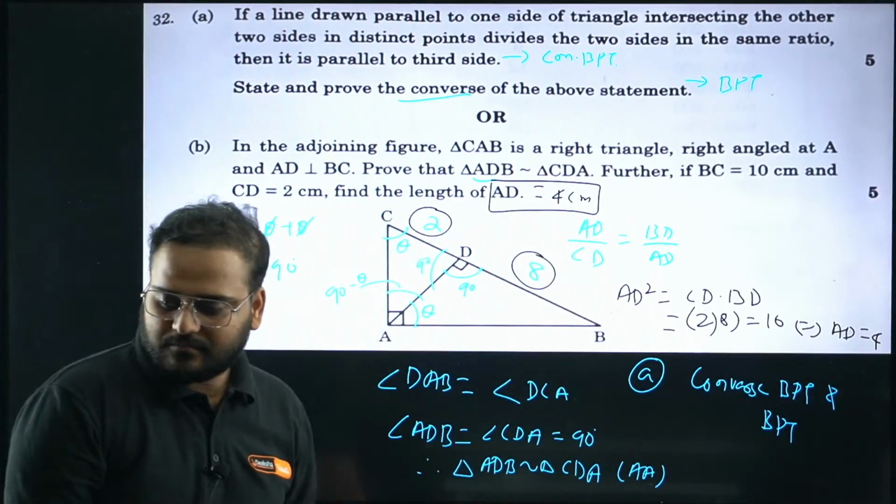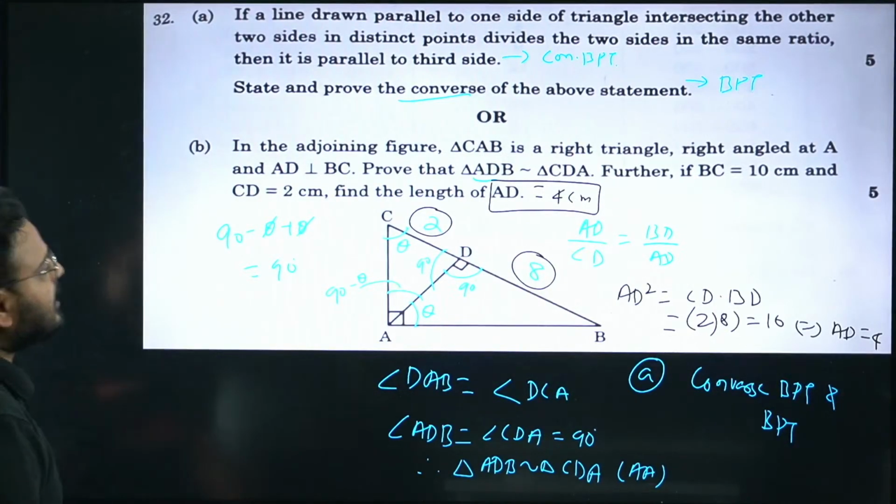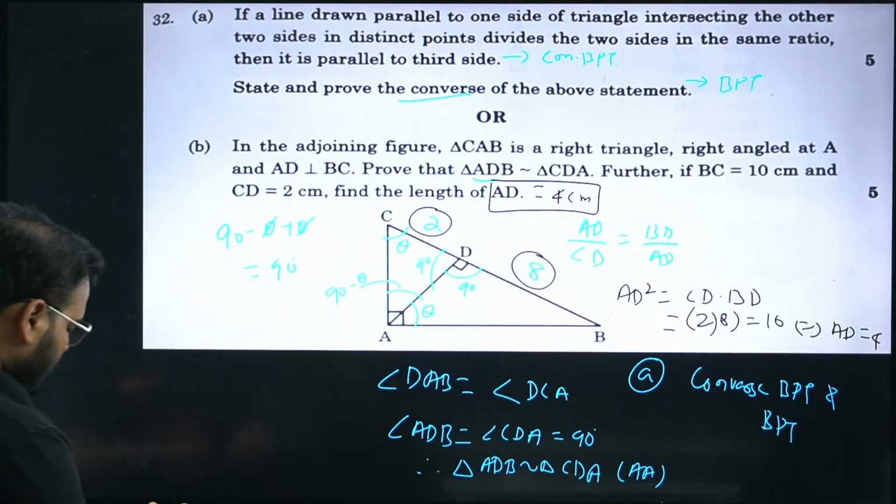Okay. Hi Krishan, how are you? Okay, so 32B is done. Have a look, both part A and B are done. Okay, moving on now. What do we have?